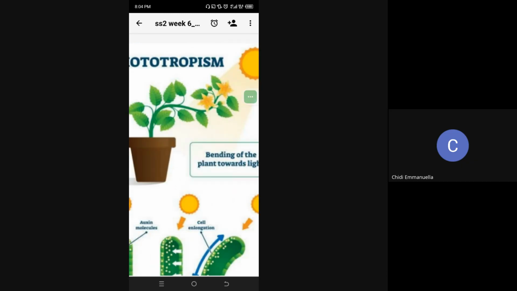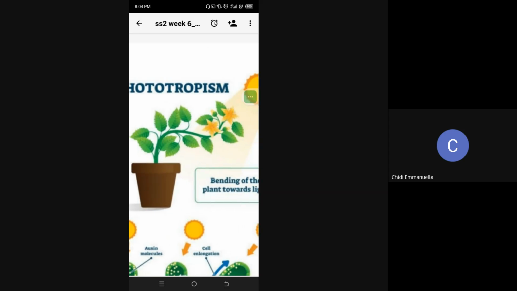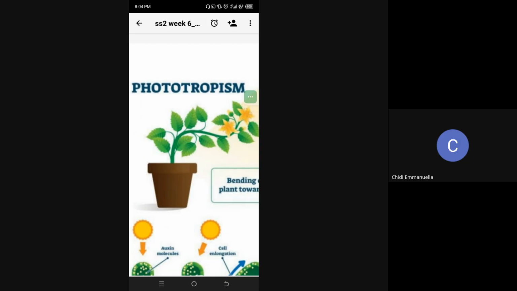That's why it's possible for you to have a potted plant. You know what a potted plant is? That you keep in the house. If you keep it very close to the window, whenever it's sunny, you observe that the plant tends to bend towards the light coming from the window. So that is a typical example of phototropism. We have other types of tropism, but the major one that they usually talk about is phototropism.